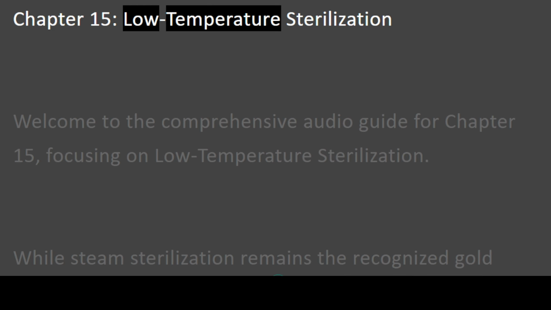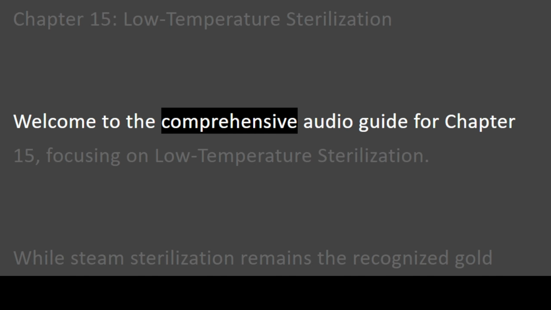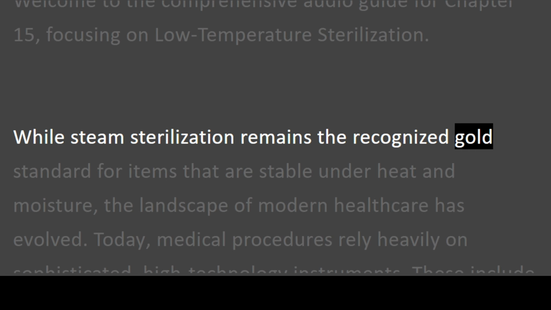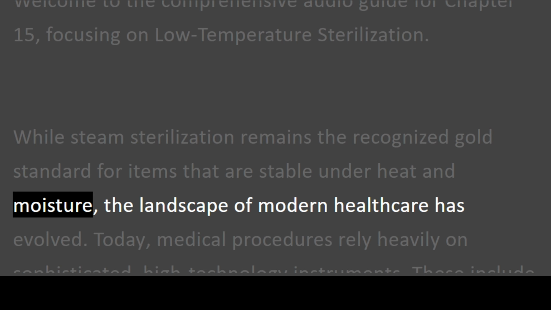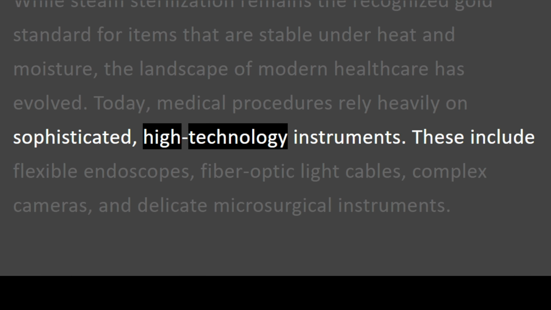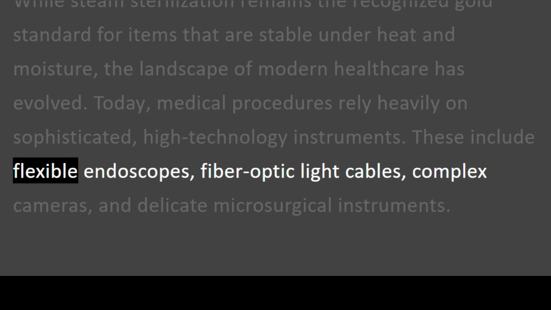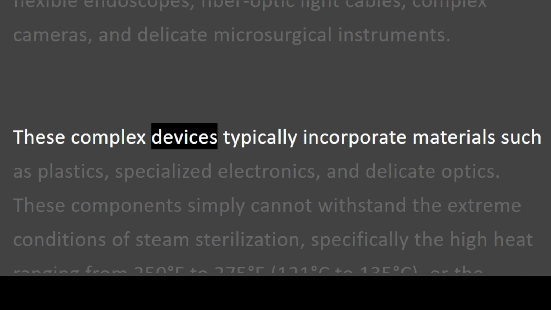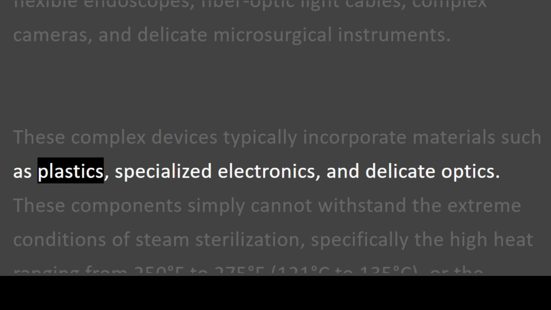Chapter 15, Low-Temperature Sterilization. Welcome to the comprehensive audio guide for Chapter 15, focusing on low-temperature sterilization. While steam sterilization remains the recognized gold standard for items that are stable under heat and moisture, the landscape of modern healthcare has evolved. Today, medical procedures rely heavily on sophisticated, high-technology instruments. These include flexible endoscopes, fiber optic light cables, complex cameras, and delicate microsurgical instruments.